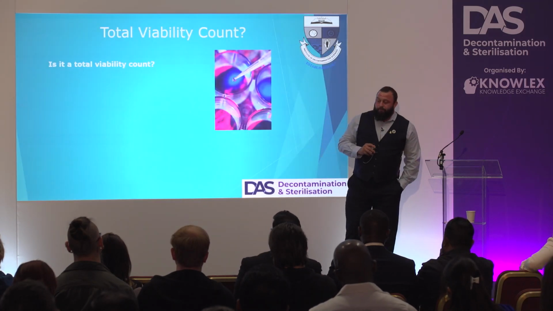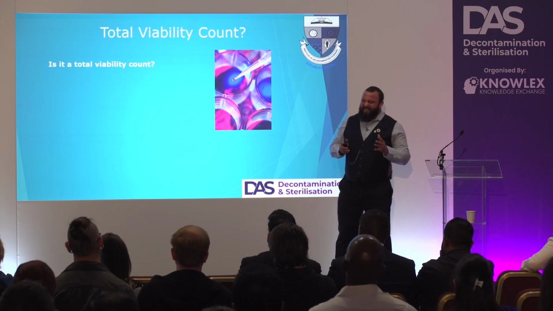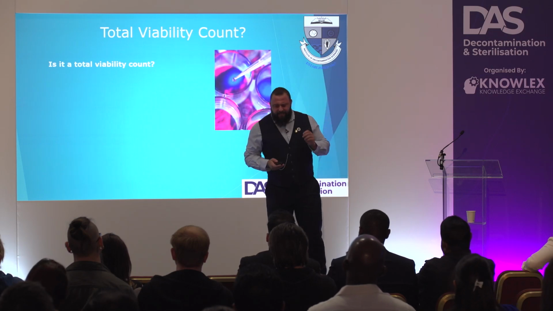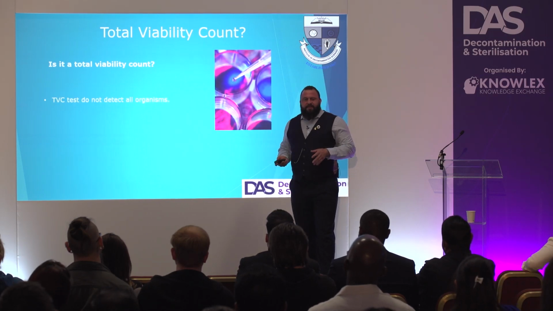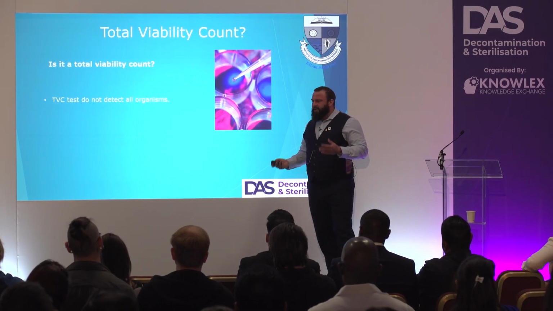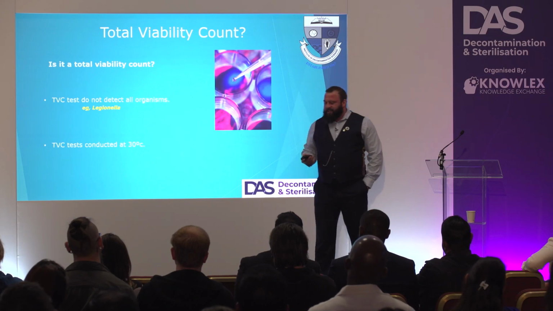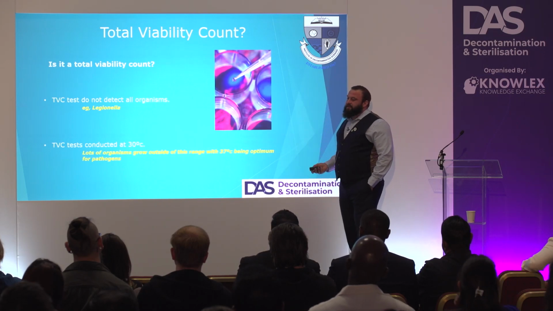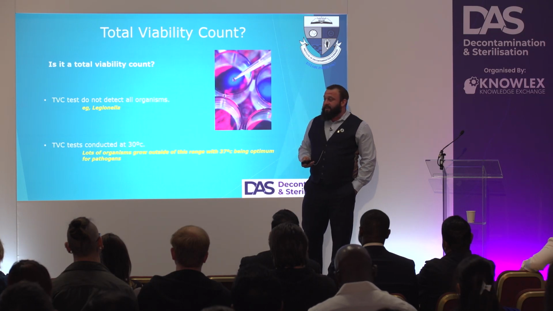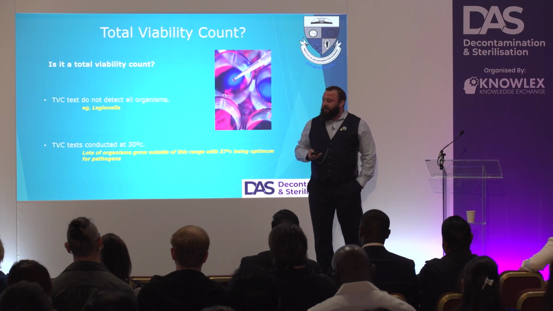So let's look at what we do test for: total viability count. Is it total viability count? This is the big question with it. It's actually not. It doesn't detect all organisms. So that's the first limitation with it. It won't pick up Legionella. TVC tests are conducted at 30 degrees, but there's a lot of organisms that will populate and grow outside that range, or actually thrive outside that range. And obviously for pathogens, it's optimum for them to be around about 37, body temperature.